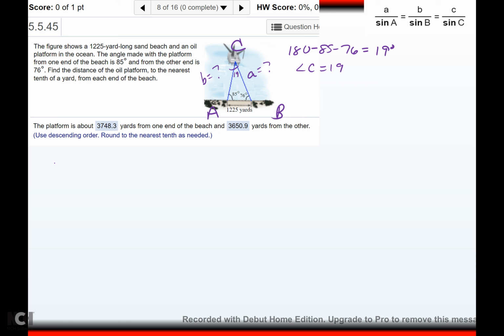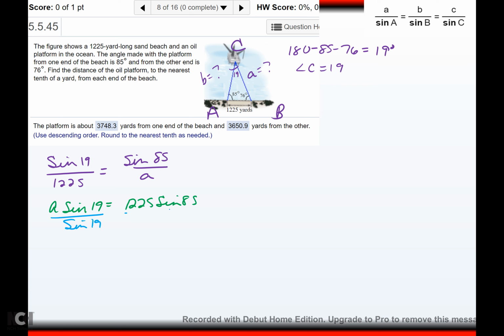So now I can set up sine C over c equals, I can do either one, I'm going to do A first, so sine A over little a. Cross multiply, I get a times sine 19 equals 1225 times sine 85. To get a alone, I'm going to divide by sine 19. And I get little a equals 3748.334. Alright, so that would be little a.